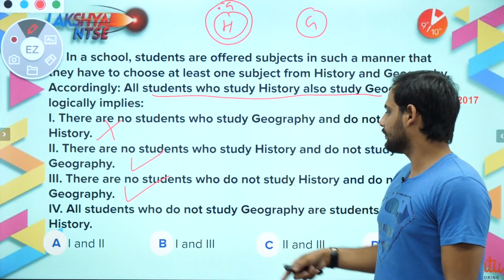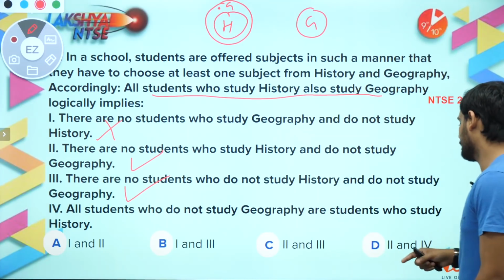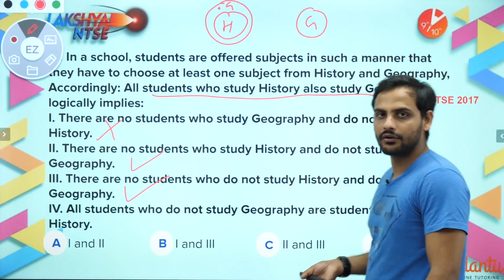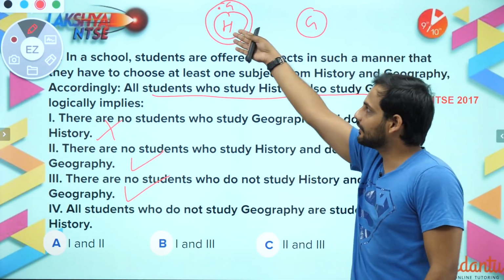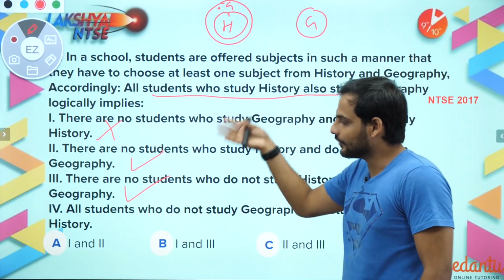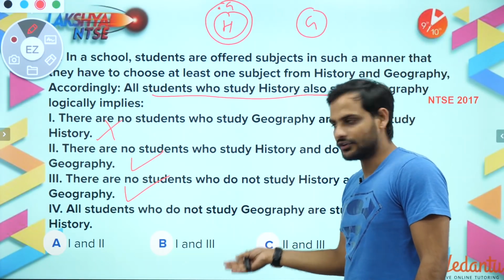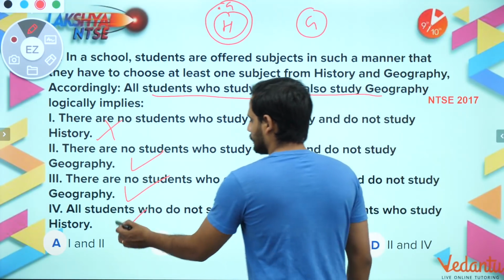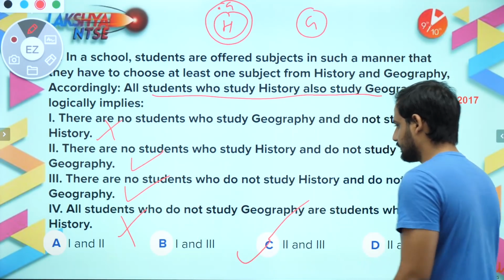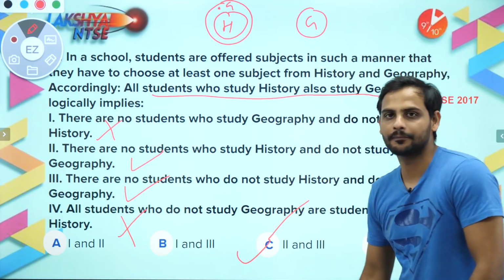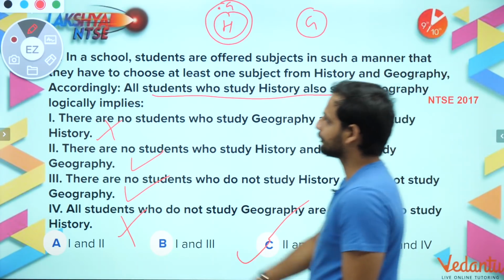Fourth one, all students who do not study geography are students who study history. This is again wrong. Why? Because those who are studying history are always reading geography. Actually, all the students are reading geography. So this is also wrong. So what are the correct statements? Only second and third. That means option C.